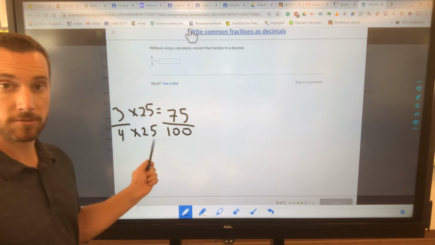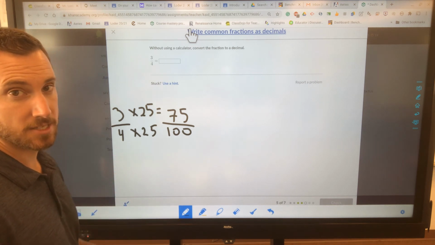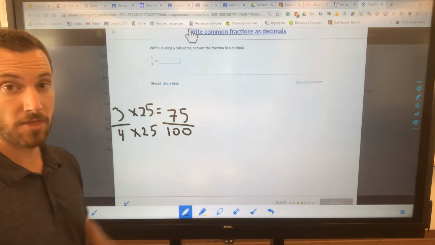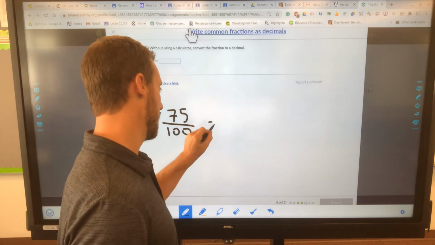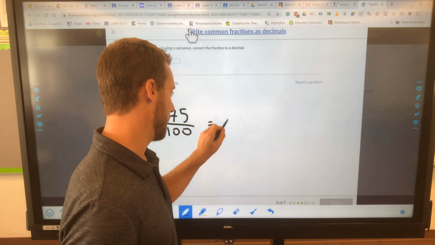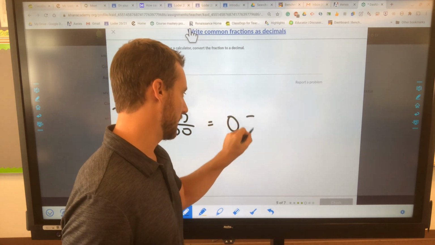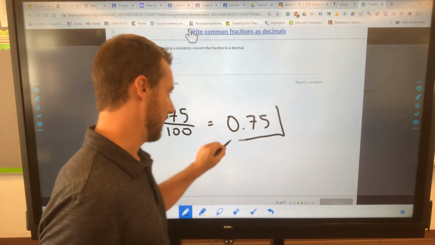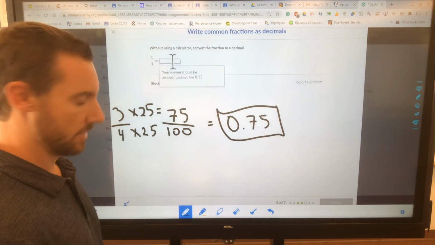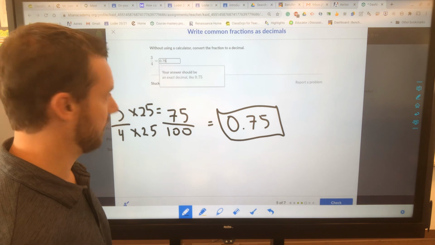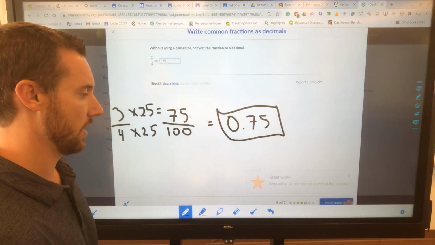And remember, the trick is to get either 10, 100, or 1,000 as your denominator. We got 100 as our denominator. And so that looks like 0.75 as our answer here. So I put 0.75, hit check, and get it right.